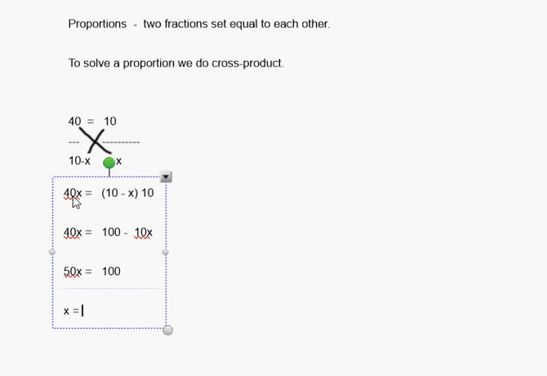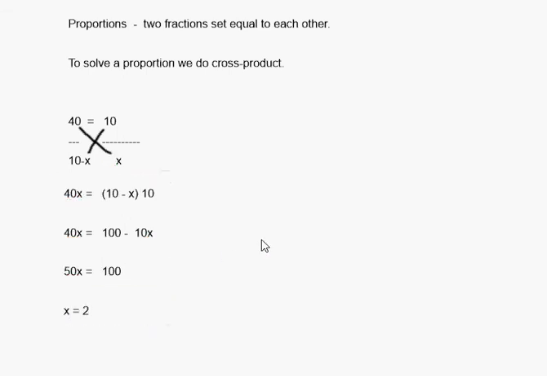Adding 10x to both sides, we get 50x equals 100. Dividing both sides by 50, we get x equals 2. And we just solved a proportion by doing cross product, where we cross multiply.